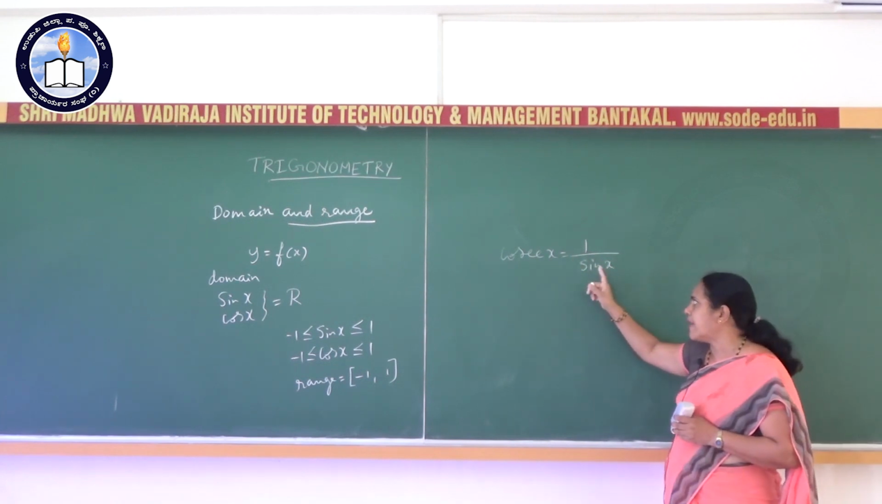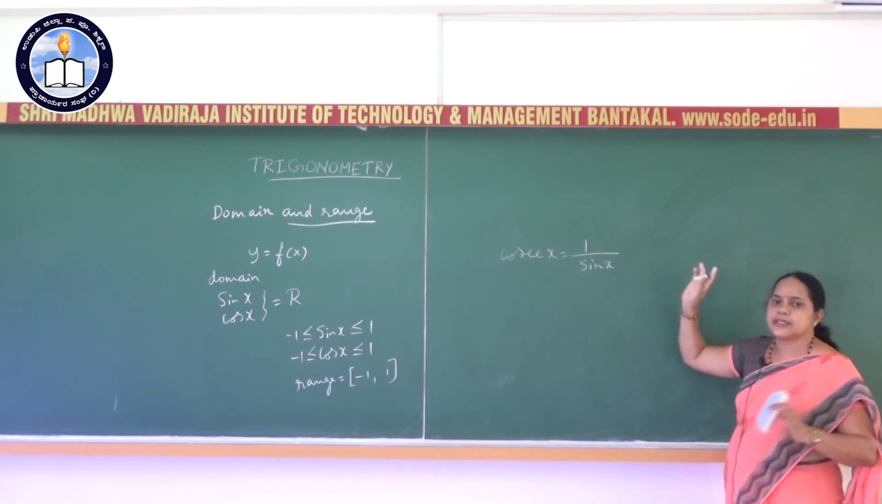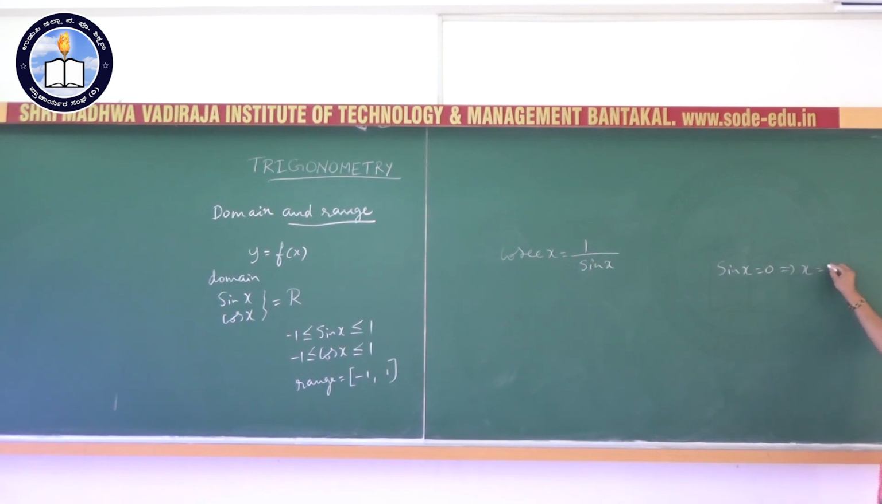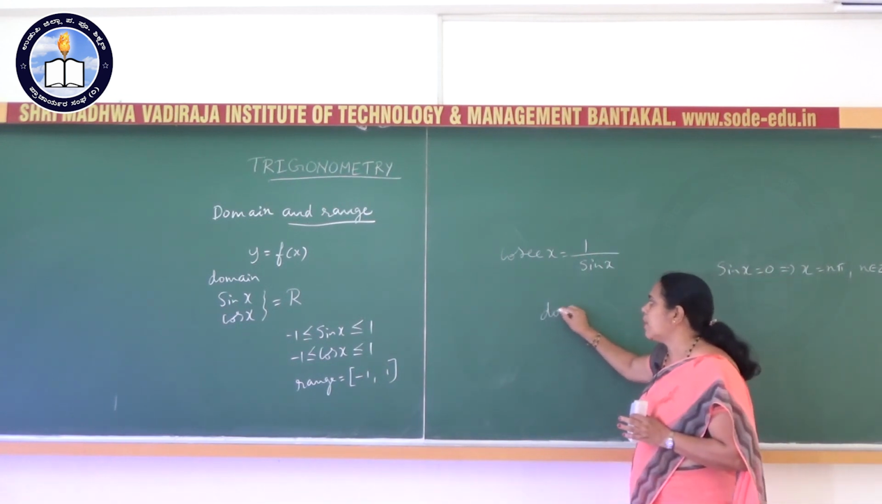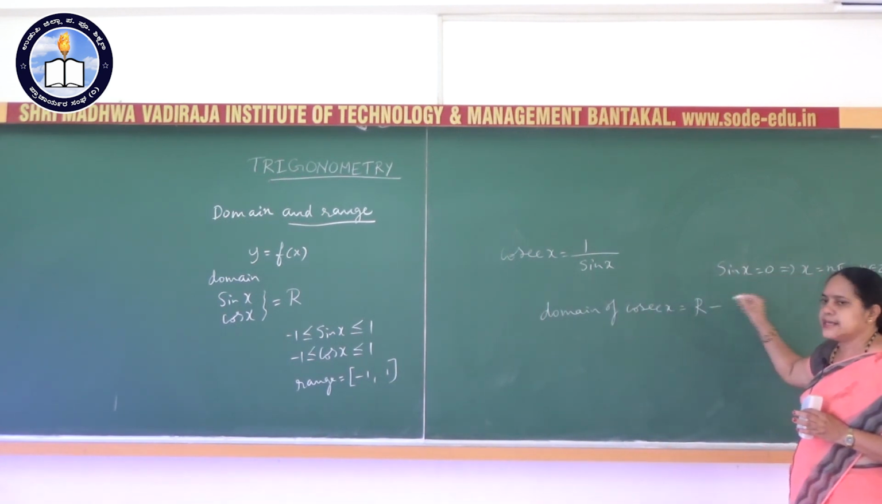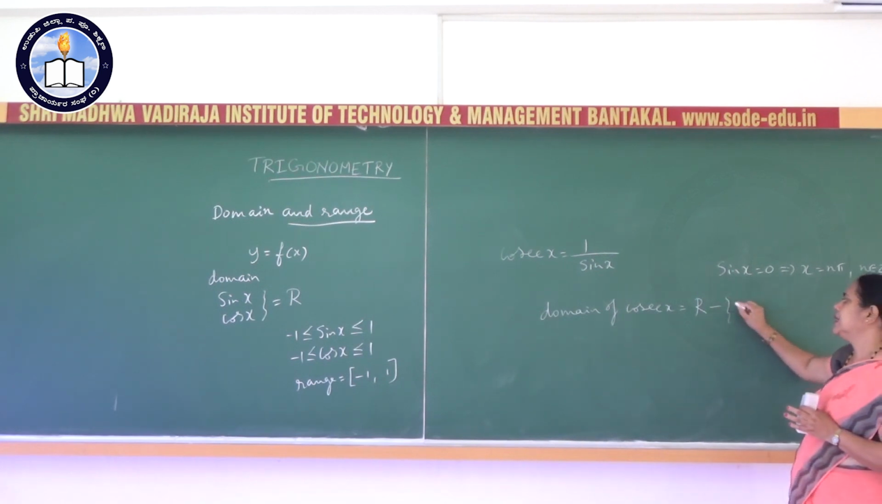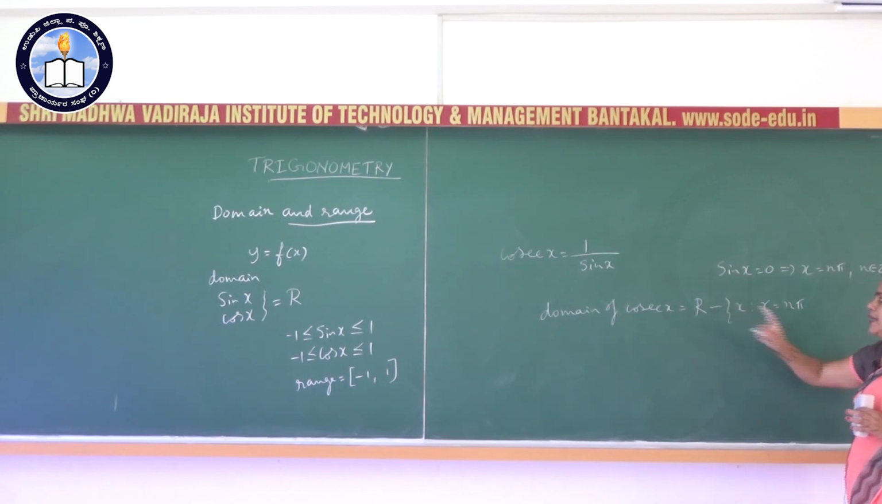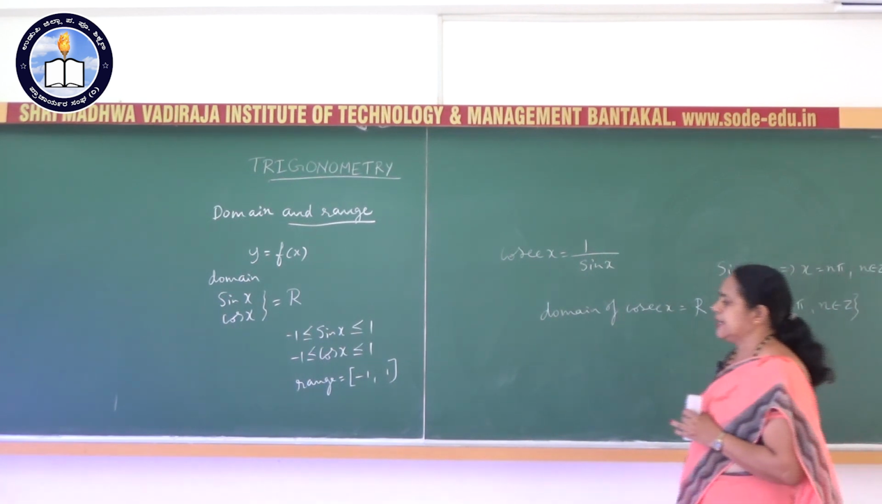So cosecant x is defined for all x where sin x is not equal to 0. We know sin x is equal to 0 when x is equal to n pi, where n is an integer. So what is the domain of cosecant x? The domain of cosecant x is R, the set of all real numbers, except the real numbers x such that x is equal to n pi. That is, R minus the real numbers x such that x is equal to n pi. So this is the domain of cosecant x.